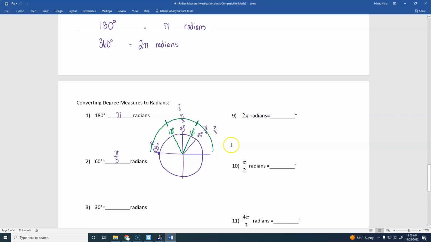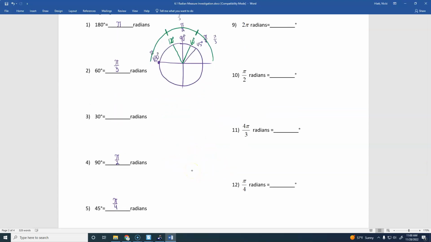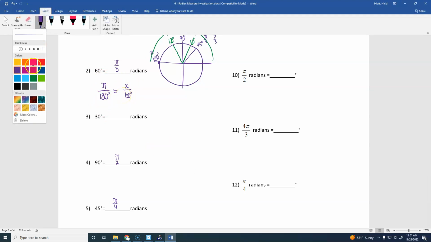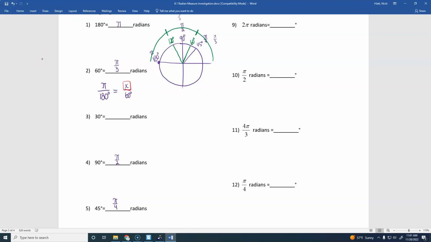So for 60 degrees, just to think about what's happening, I know that pi equals 180 degrees. So pi over 180 would equal x over 60. I've got radians in the top of both of these fractions. I've got degrees in the bottom of both of these fractions. Pi and 180 are equal to each other. x and 60 are equal to each other. I'm trying to figure out what this x right here would be.